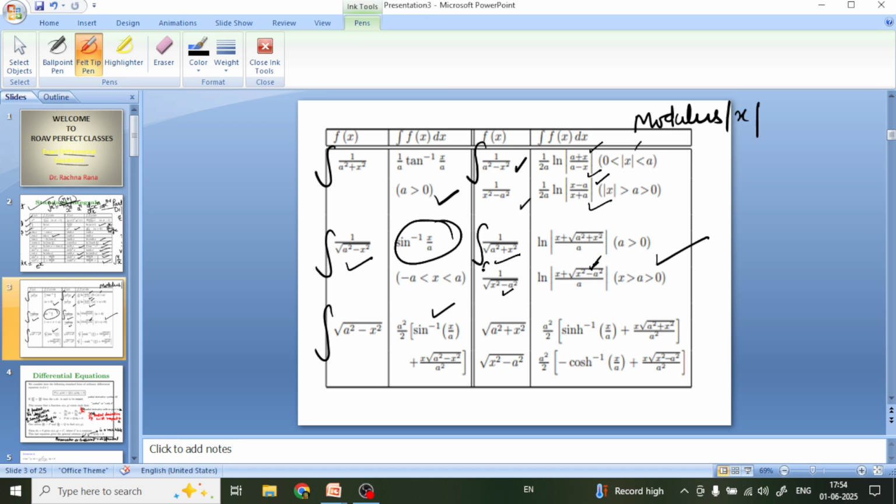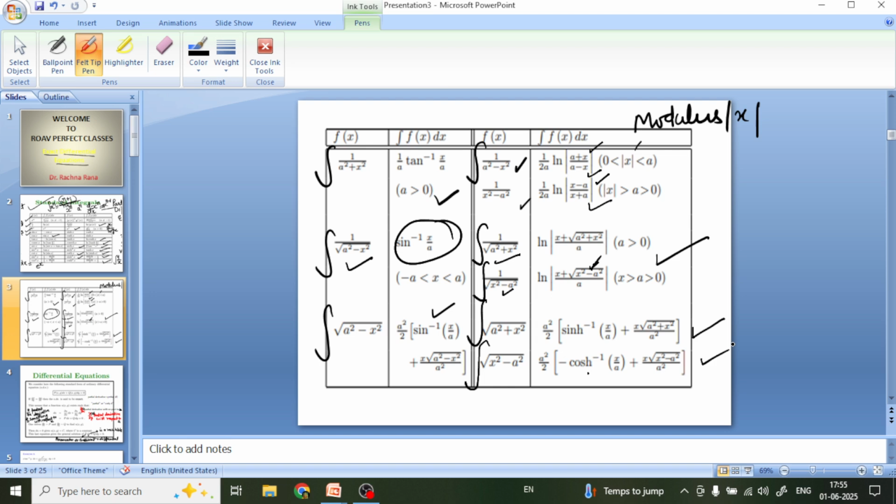If you want the integration of square root of a square plus x square, then it is a square over 2 in square brackets, sinh inverse x over a plus x square root of a square plus x square over a square, 2. In case of minus, sinh changes into cosh and plus changes into minus here, and the rest of the formula will be the same. These are the standard integrals. You should keep all these formulas in mind.